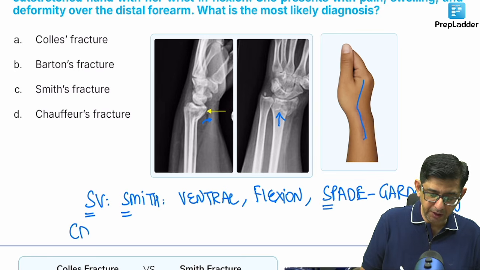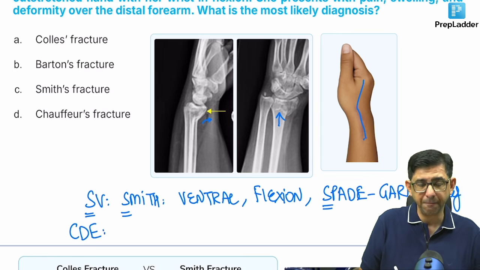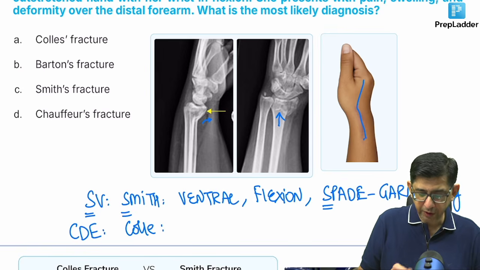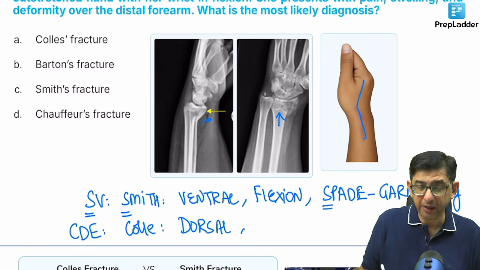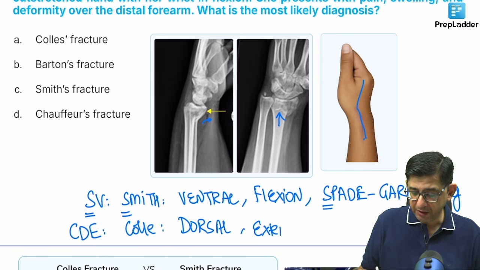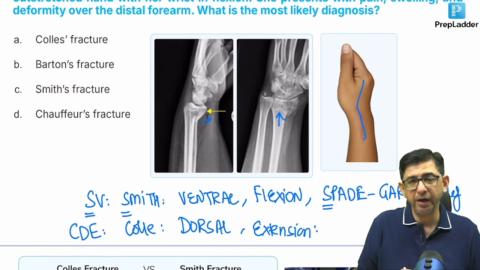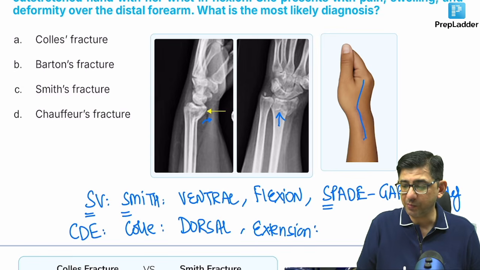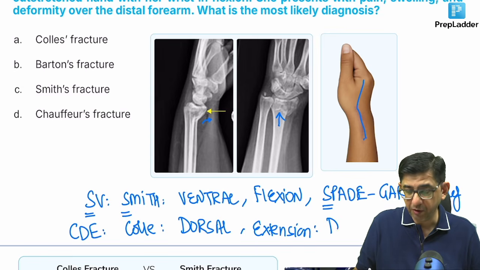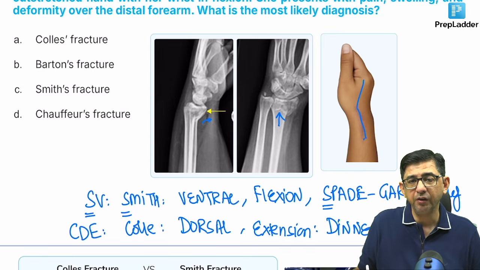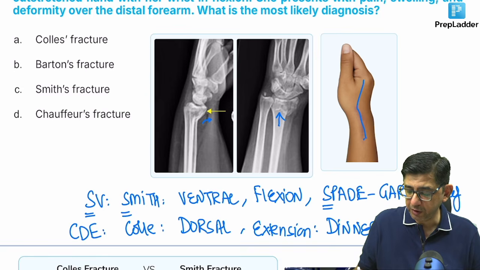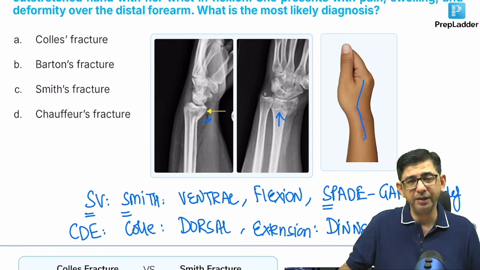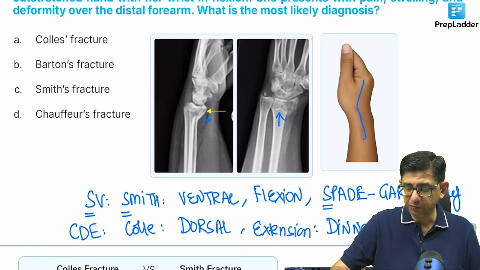Contrast this with CDE, which I described for Colles fracture. In Colles fracture, it is going to be a dorsal displacement. E tells you that there is going to be an extension present. And another thing that is present is a deformity that begins with D, called the dinner fork deformity. So for Colles, it is CDE which should be remembered, and it's very, very easy to remember.